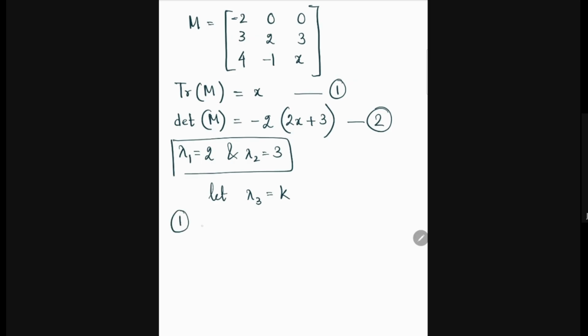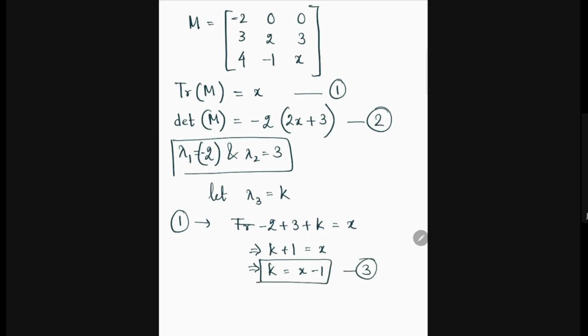From equation 1, what do we get? Trace: 2 plus 3 plus k is equal to x. Yes, 2 plus 3 plus k. Sorry, lambda 2 is minus 2. So minus 2 plus 3 plus k is equal to x. So k plus 1 is equal to x, and k is x minus 1.